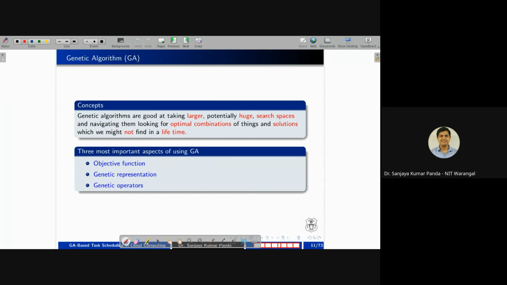Genetic algorithms are good at taking larger, potentially huge search spaces and navigating them, looking for optimal combinations of things and solutions which we might not find in a lifetime. So if you are taking a search space which is very large, where finding the solution is not possible in the lifetime of a human being, if you go for all possible solutions, you will not get a solution in your lifetime. In that particular case, you can apply the genetic algorithm.